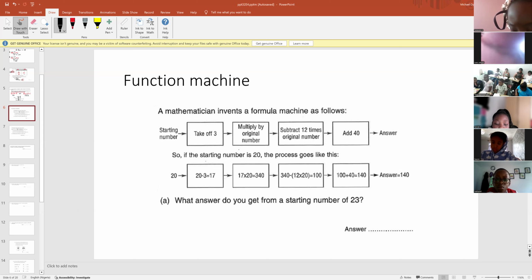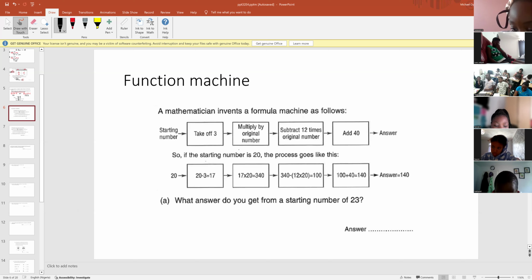Let's talk about function machines, all right? A mathematician invented a formula machine, and it's as follows. Take your number, take off 3, multiply by the original number, subtract 12 times the original number and add 40. This is a very, very complex machine.